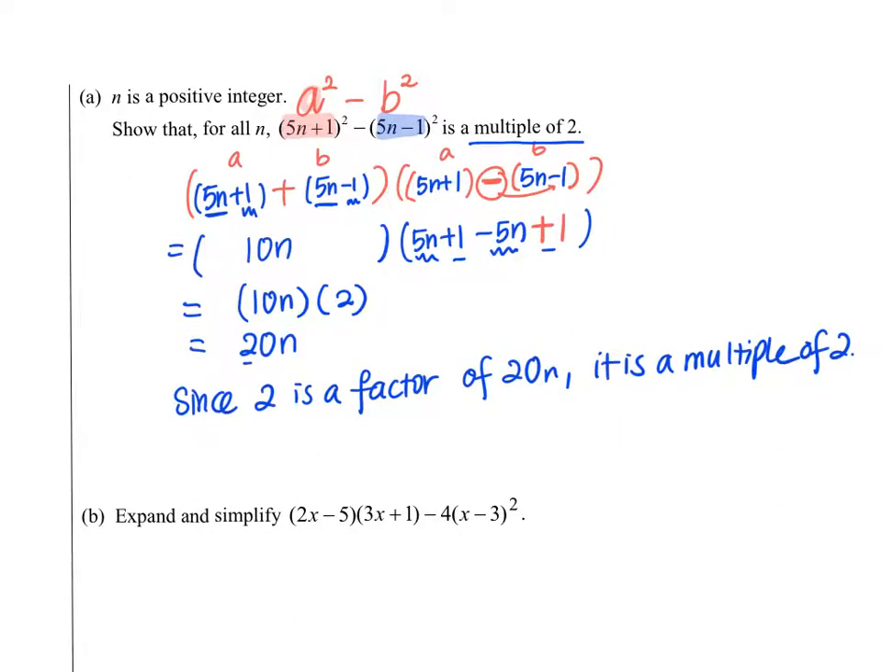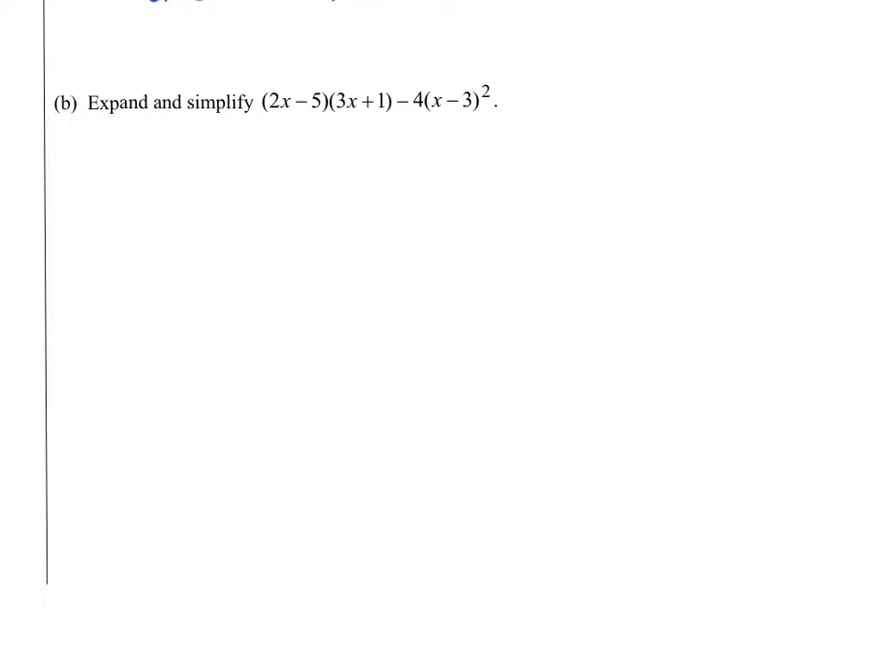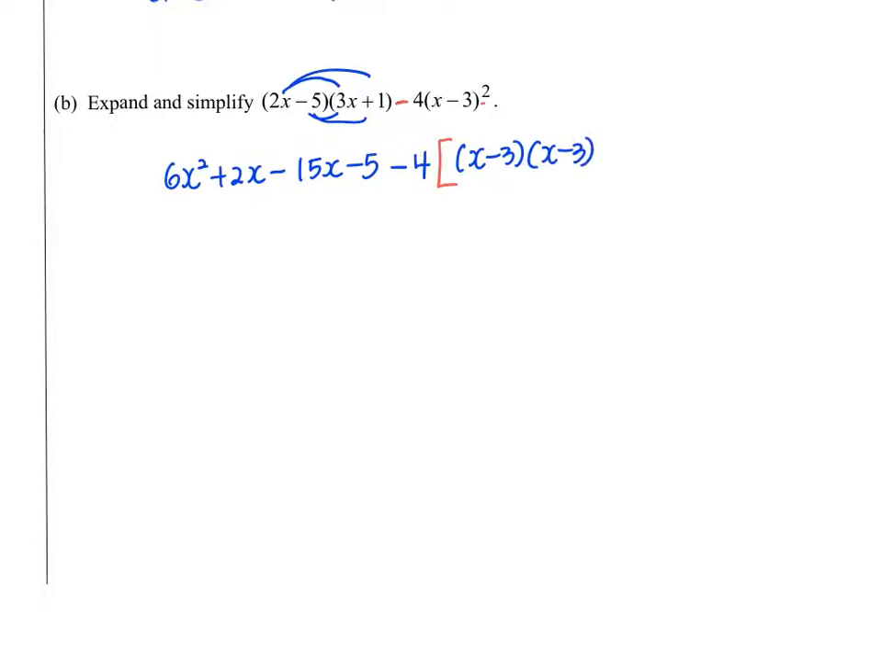Have you gotten the concept? Next question, expand and simplify the following. Now, this question can be a little bit tricky because of the negative sign here, and there's a square somewhere down here. So we shall do this step by step. Firstly, let us expand and simplify this one over here first. So I will have 6x squared plus 2x minus 15x minus 5. Okay, and then minus 4. I'm going to keep this. This one, I'm going to change it to x minus 3 whole thing squared, means it's x minus 3 times x minus 3. Right?